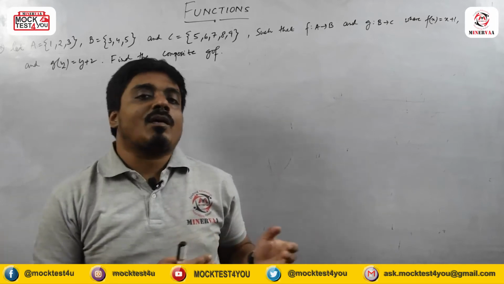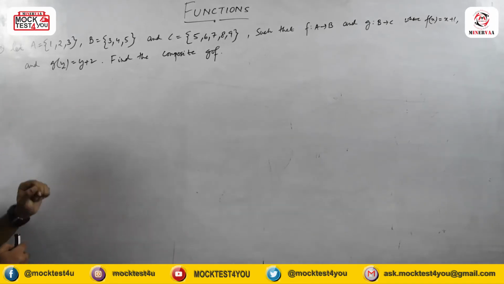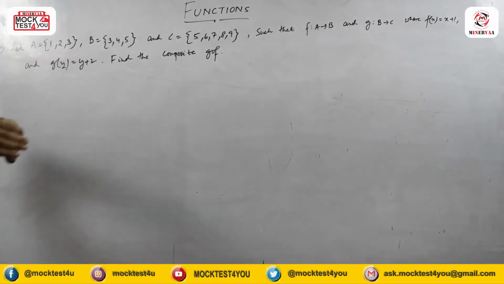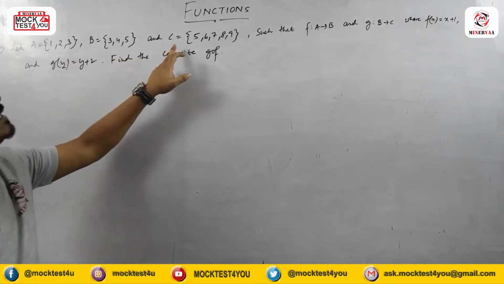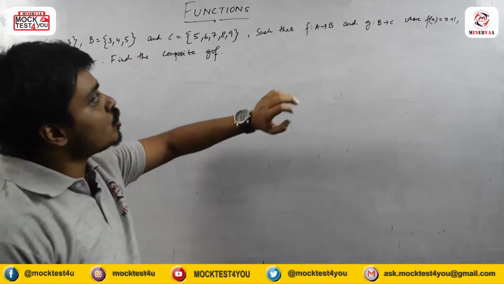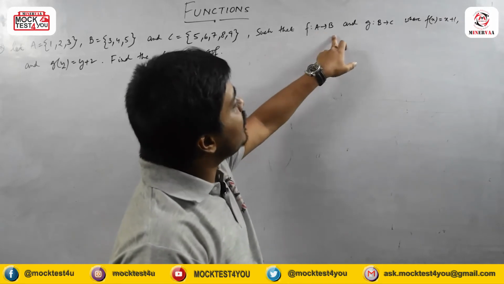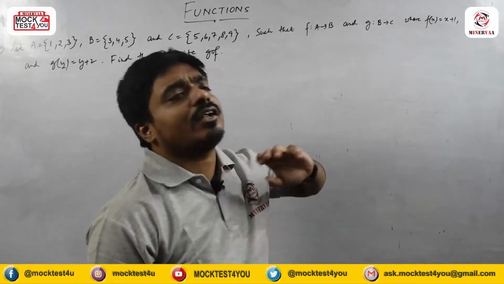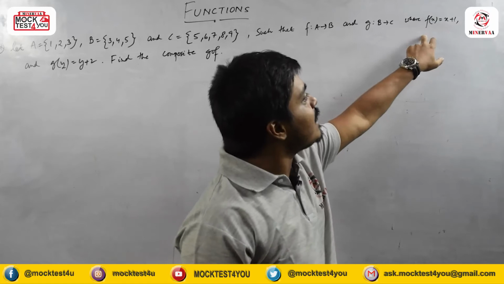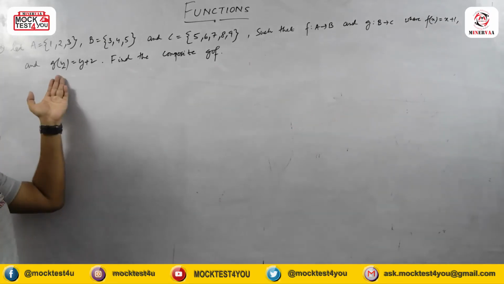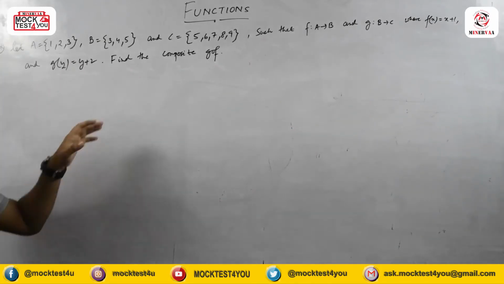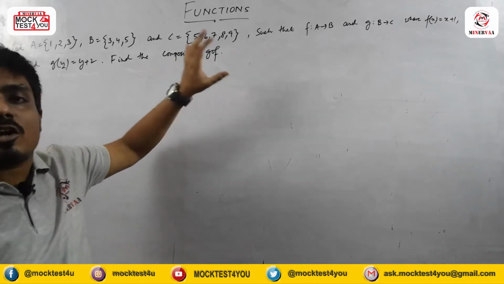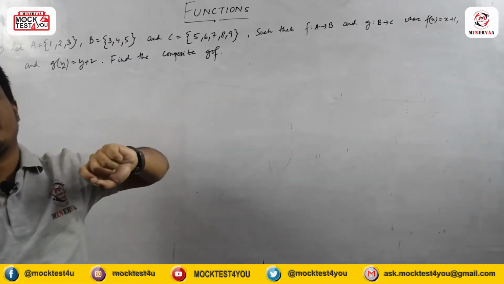So here we start our second question of the day. Let A is equal to 1, 2, 3, B is equal to 3, 4, 5 and C is equal to 5, 6, 7, 8, 9, such that f colon A to B and g colon B to C are the two functions where fx is given by x plus 1 and gy is given by y plus 2. So we have to find the composite of the two functions, g of f.